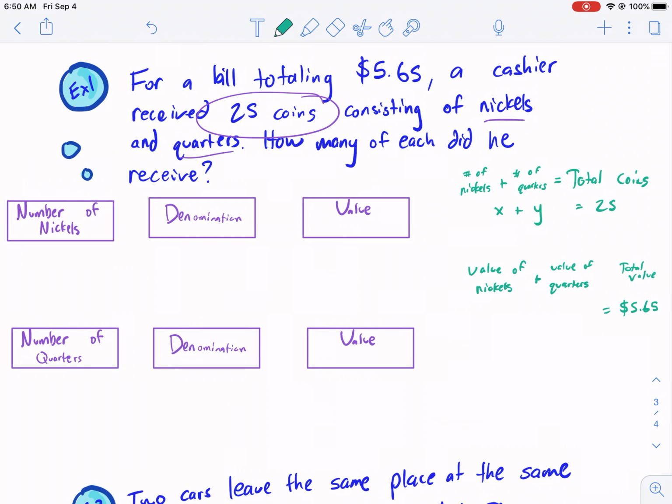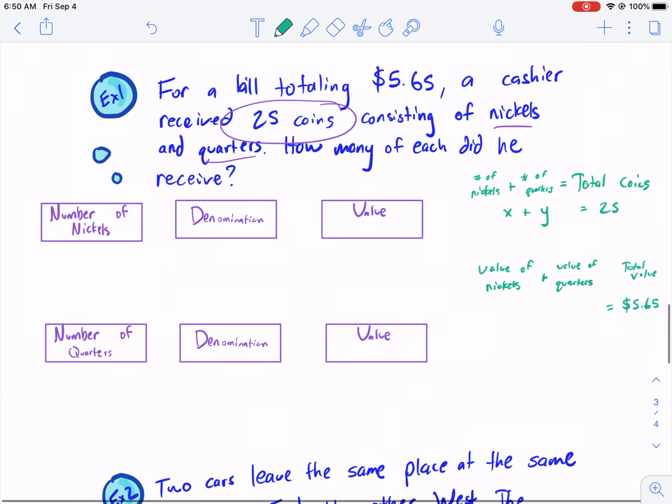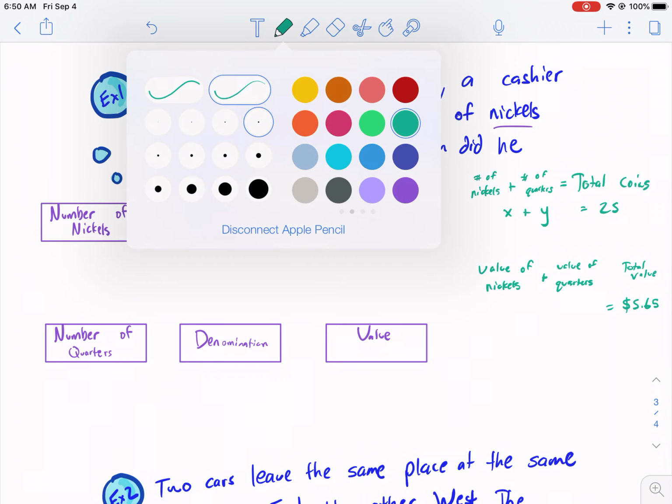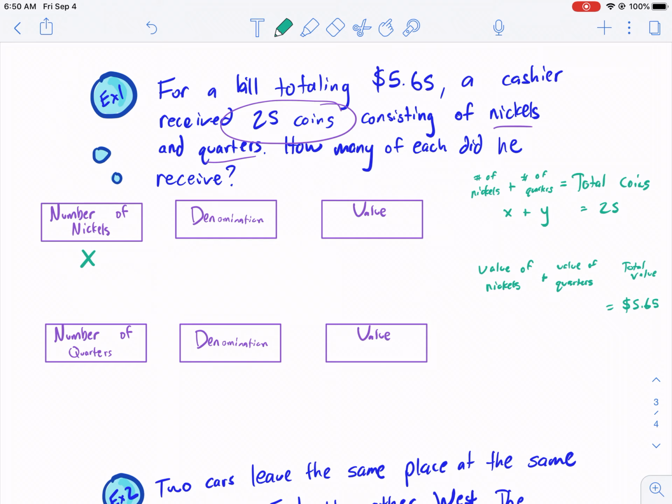So we need to be able to get x in terms of y. What do I mean by that? Well, we could call the number of nickels x, okay? We could call the number of nickels x. So how do we find the number of quarters? Well, let's just give an example. Let's say there's 5 nickels in this example. How many quarters would we have?